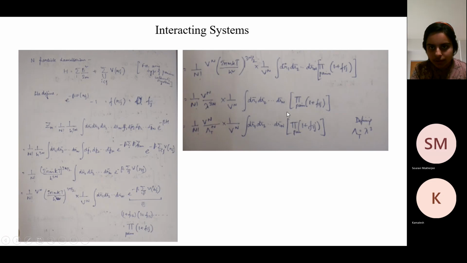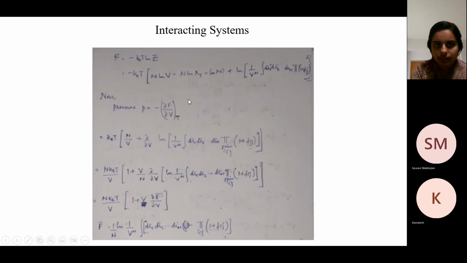Okay. So what we then do is, here you can see we have just written this term 2 pi m kT by h square in terms of the thermal wavelength. And so this term is quite similar to what we see for a free particle. And now this is the new term which comes because of the interaction. So what we then do is, this is your free energy. We know that free energy is minus kT ln Z. So we put the expression for Z here. And if we expand, this is what we get.